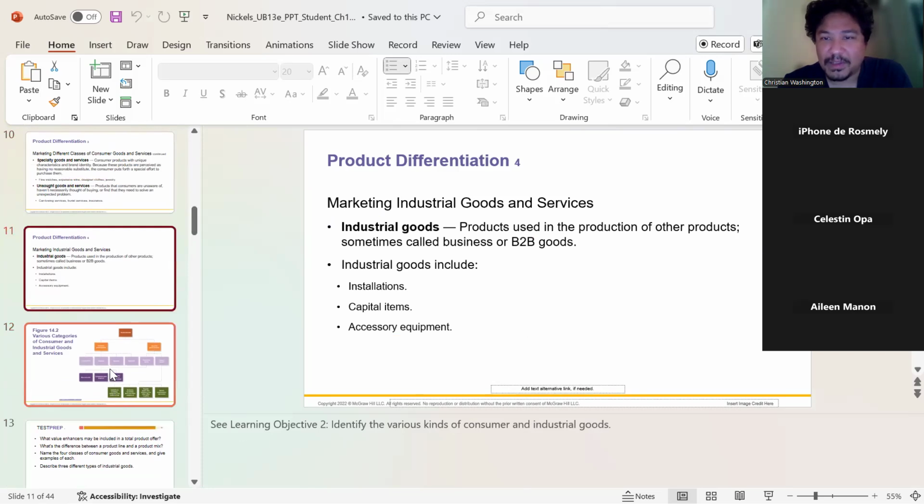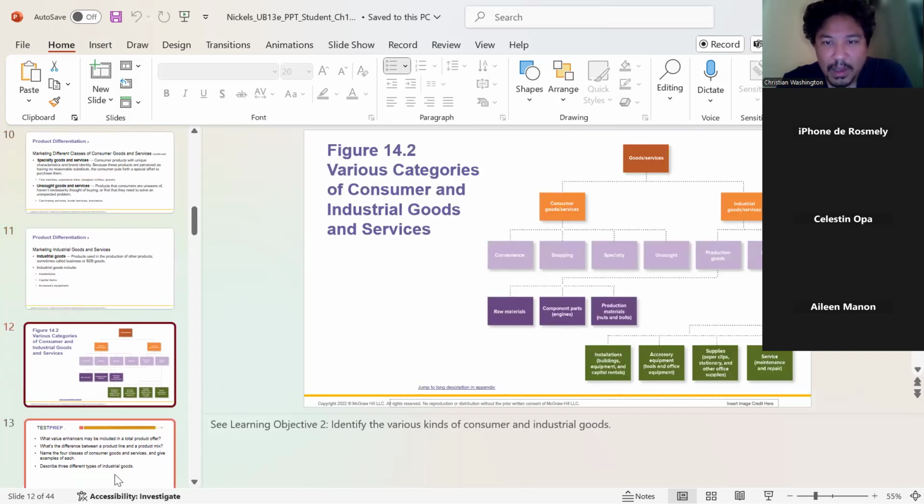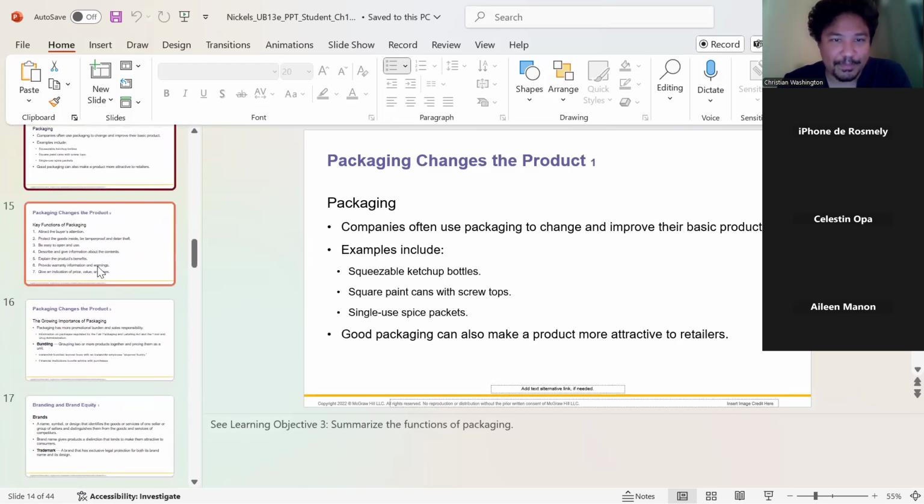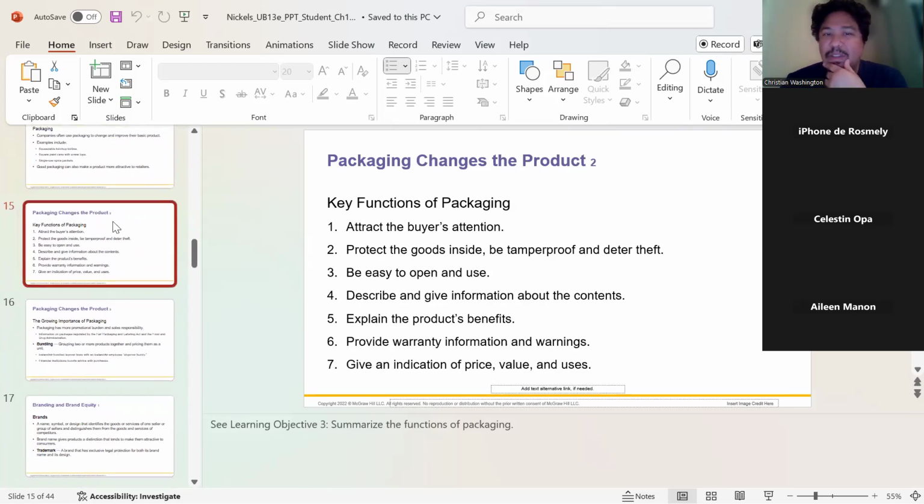Industrial goods pertains to business goods. Packaging, all right? I'll focus here on the key functions of packaging: attract the buyer's attention, protect the good inside, be easy to open and use, describe and give information about the contents, explain the product's benefits, give warranty information, warnings, and give information on price, value, and uses.